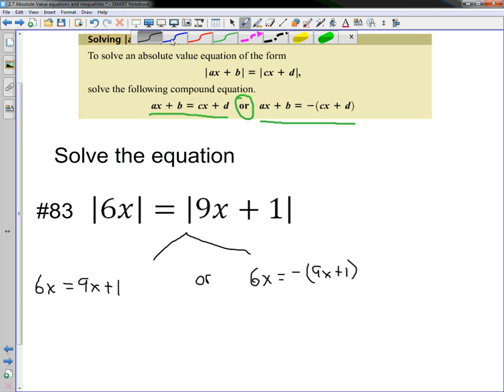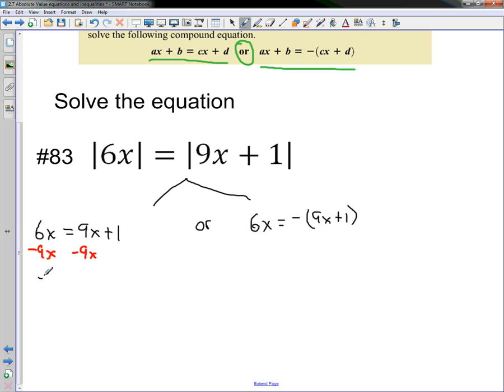So let's solve our first one here. We're going to subtract 9x to bring that over. And that's going to give me negative 3x is equal to 1. And divide by negative 3. So we have x is equal to negative 1/3.